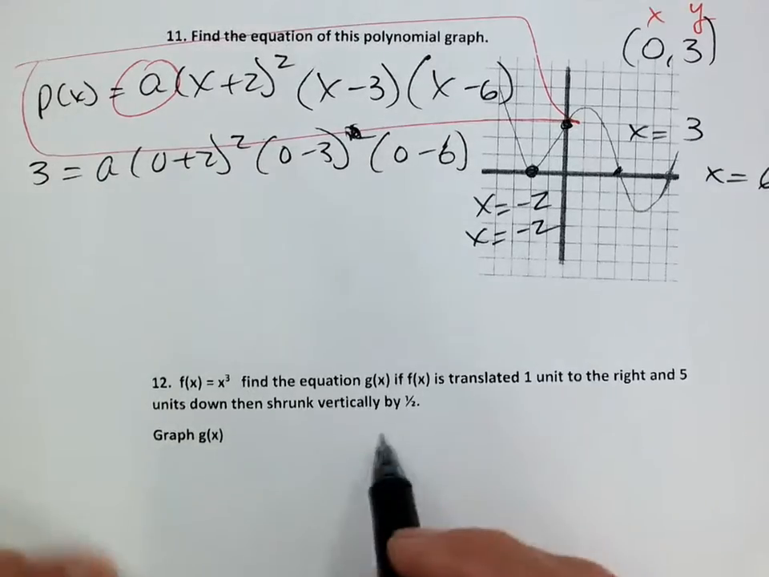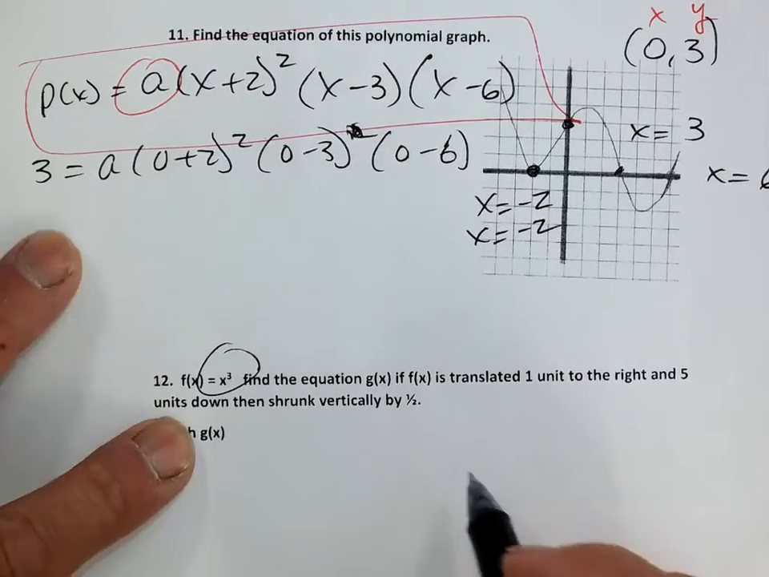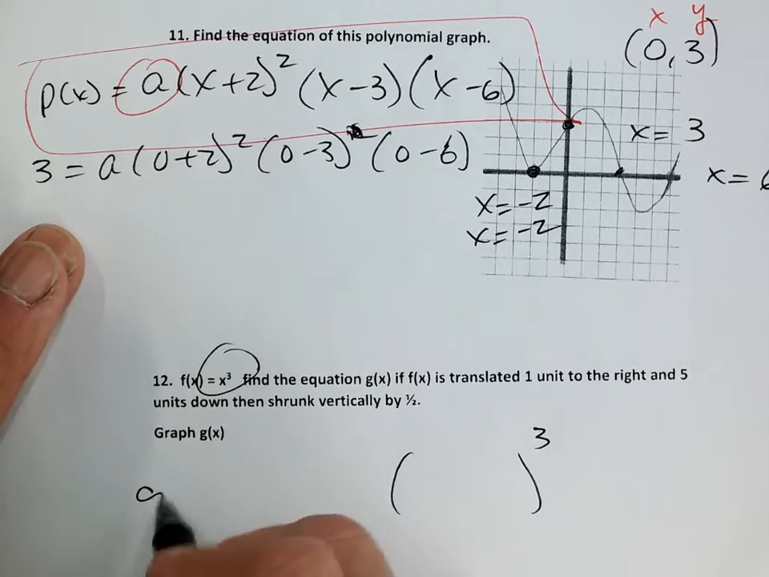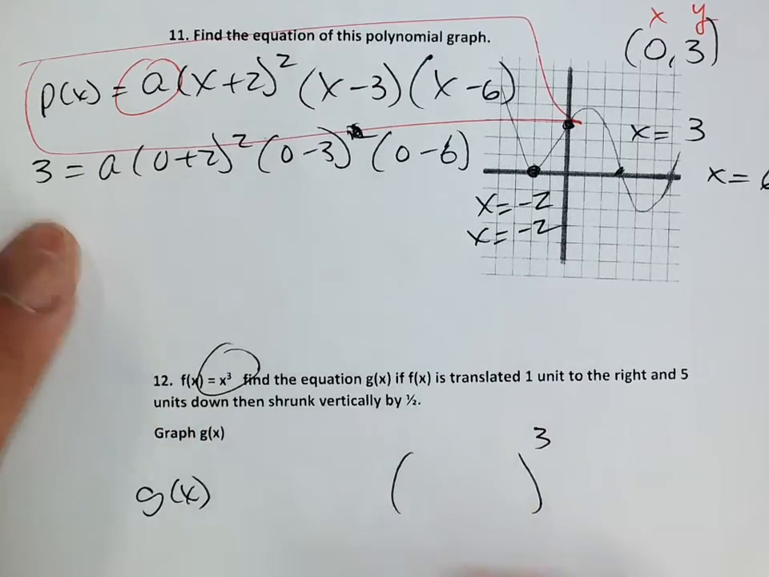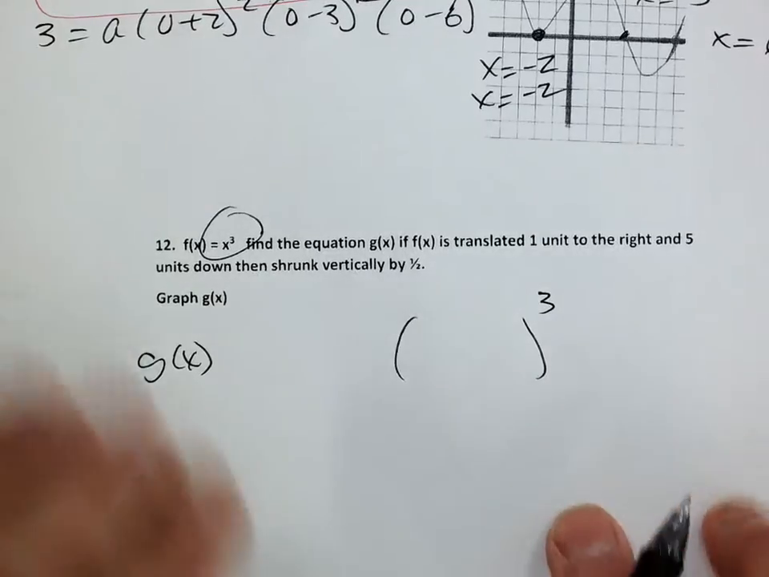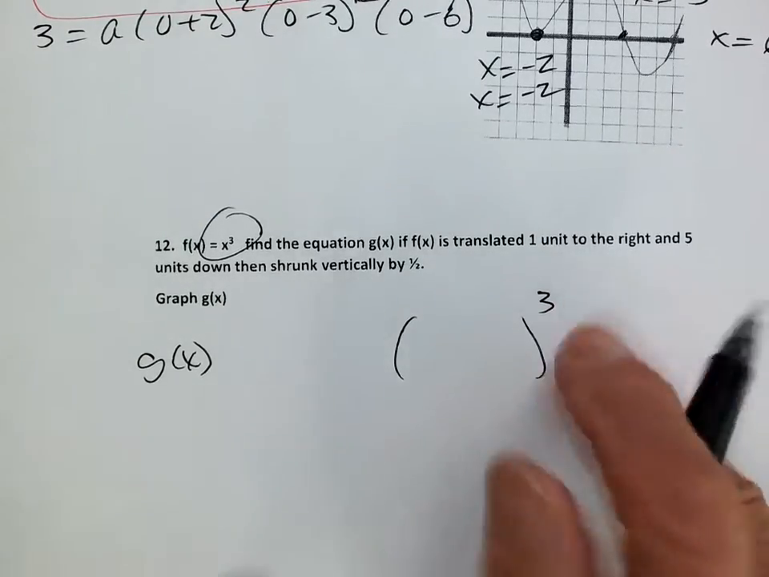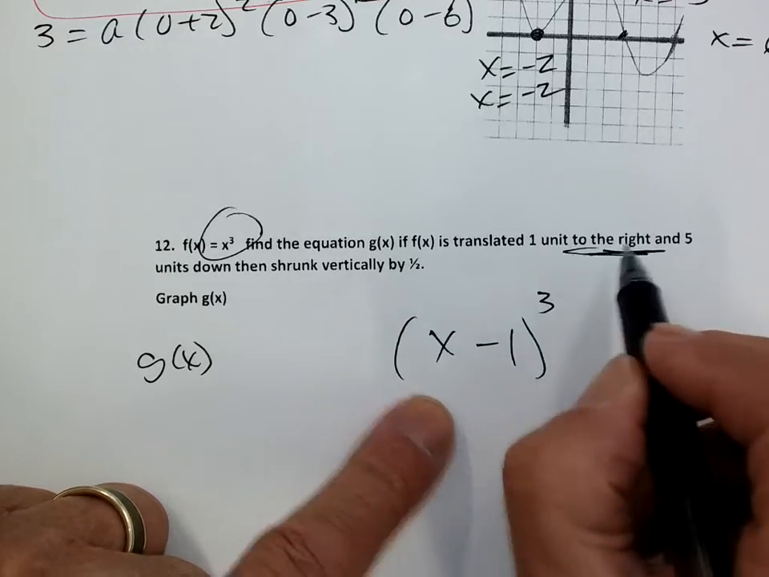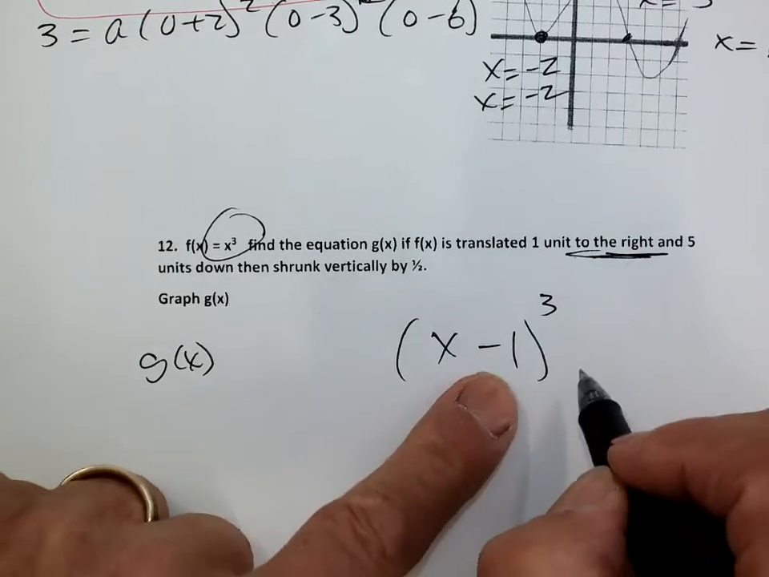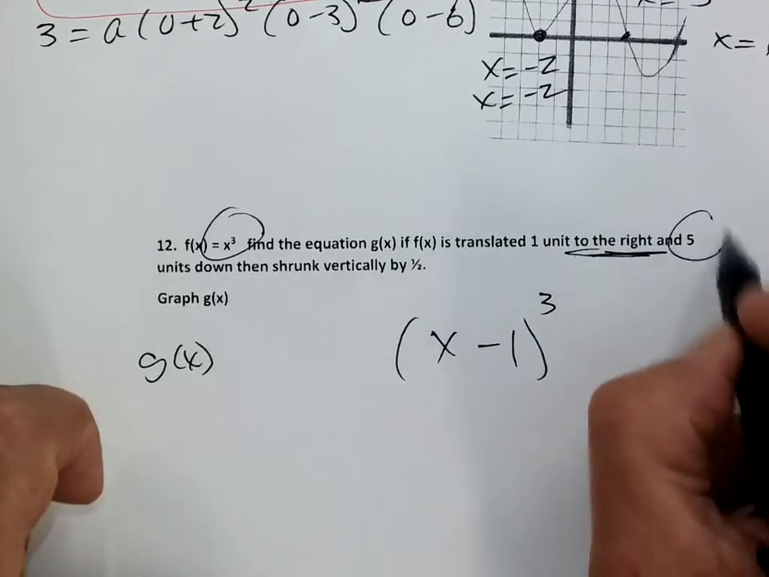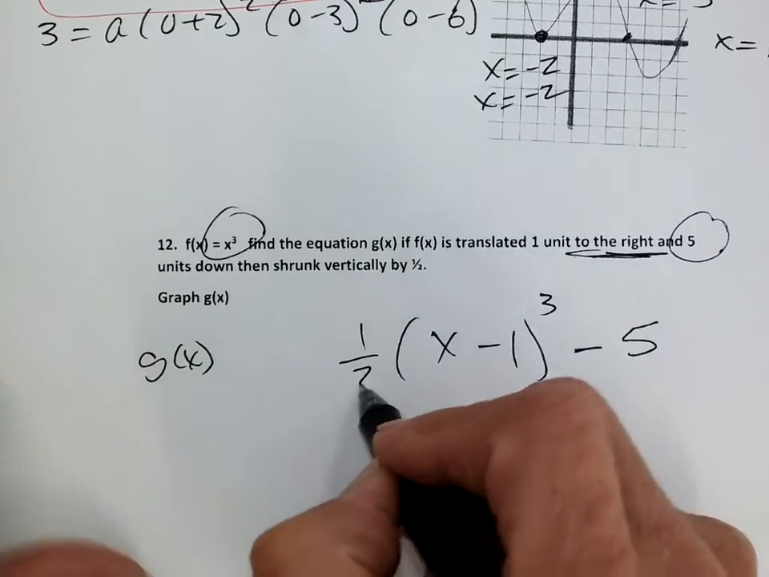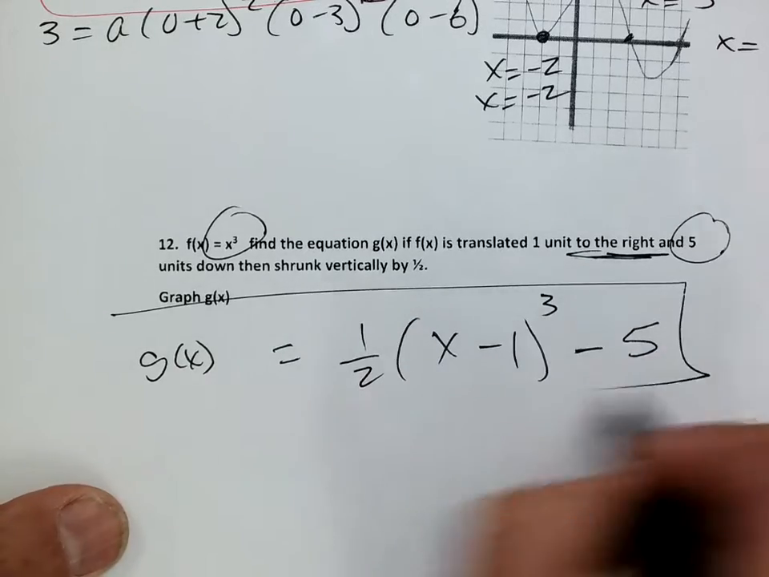Last but not least, number 12. Find the equation g of x, okay? So we've got x cubed. Here's x cubed, right? Let's see what I'm going to do to it, okay? X cubed, right? Translate one unit to the right, so it means opposite of the inside. Okay, any horizontal shift is inside and the opposite. 5 units down, and then shrunk by 1/2. That's it. That's pretty easy.